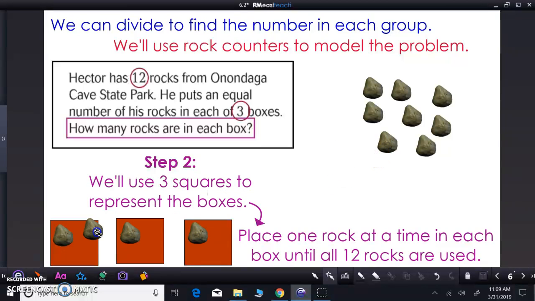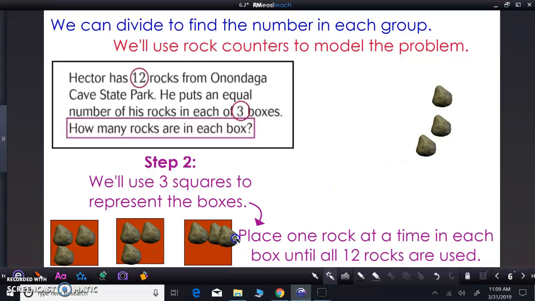We always want to go in a pattern, so start in the first box, place a rock, go to the second box and the third box, and then start over in the same order. This is going to help you keep track of where you're putting the rocks and make sure that you don't have too many rocks in each box.